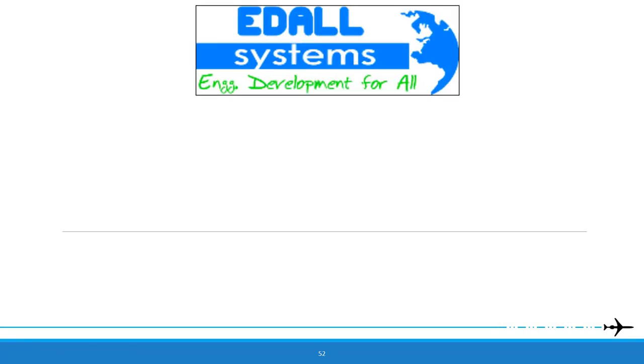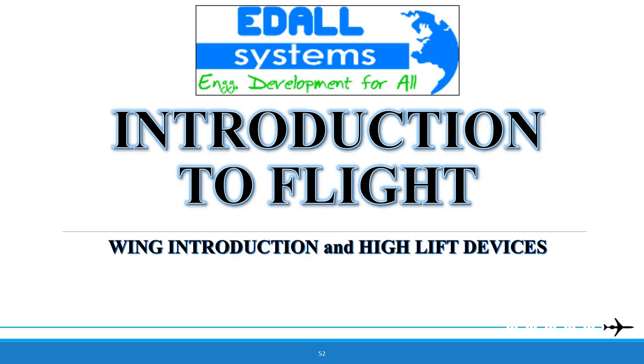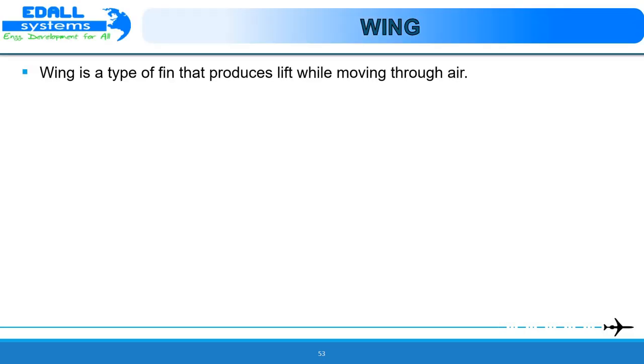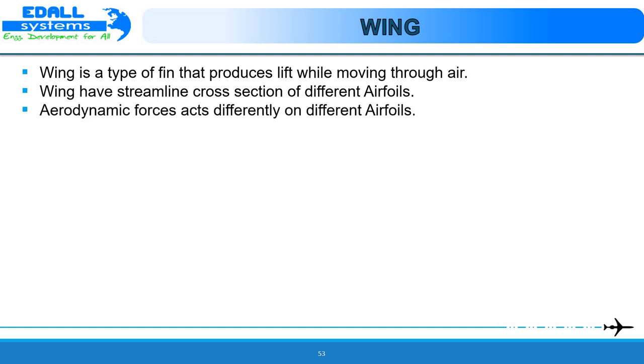In our previous session, we had discussed the lift curve and pressure distribution curve. Let's start off with the wing introduction and high lift devices. Wing is a type of fin that produces lift while moving through air. Wing has streamlined cross-section of different airfoils. Aerodynamic forces act differently on different airfoils.